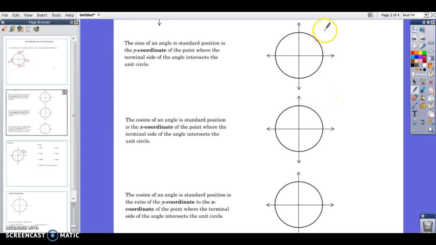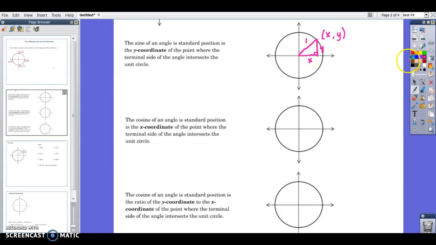If this is a point on my circle, I'll call this point x, y. I know because this is a circle of radius 1 that the length of this line segment is 1 unit. I also know that this height, because this point is represented by the coordinates x, y, is y units, and I know that this distance is x units. And what that does is that creates a right triangle.